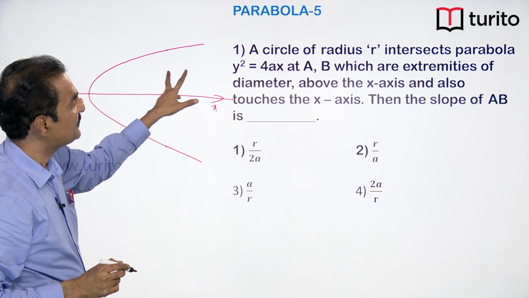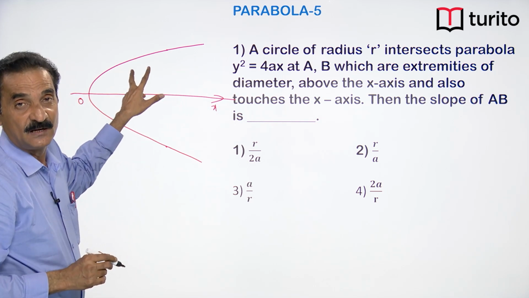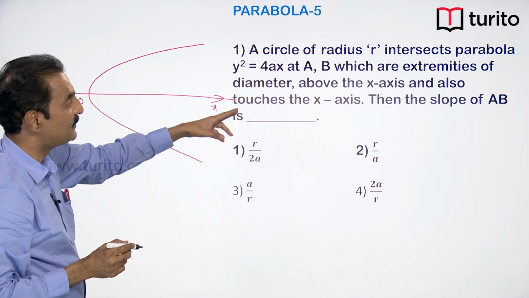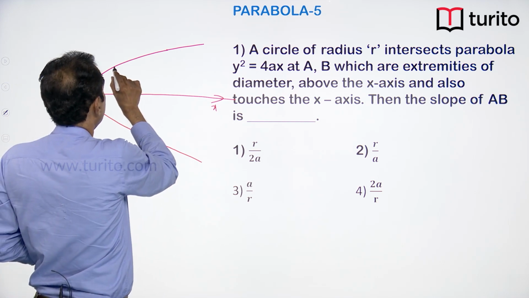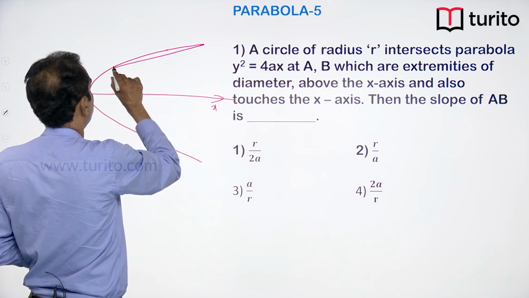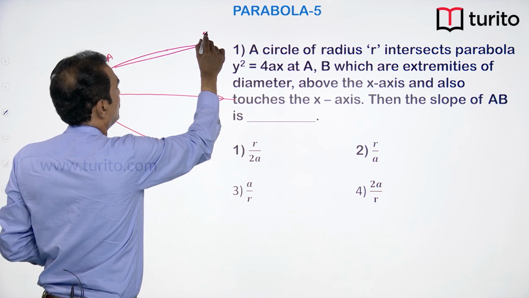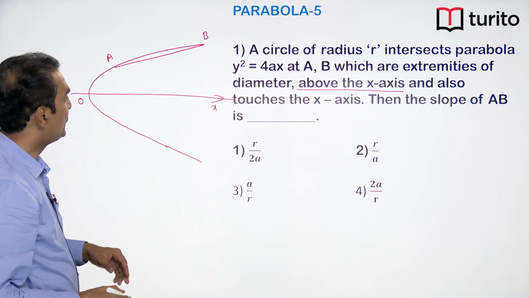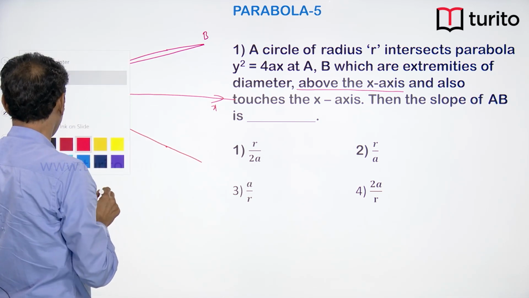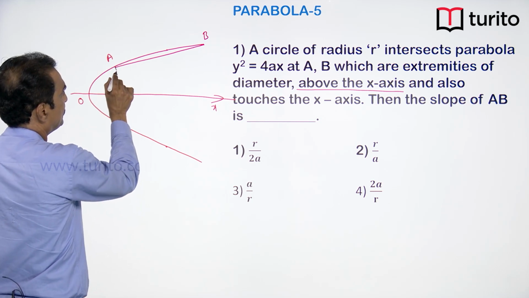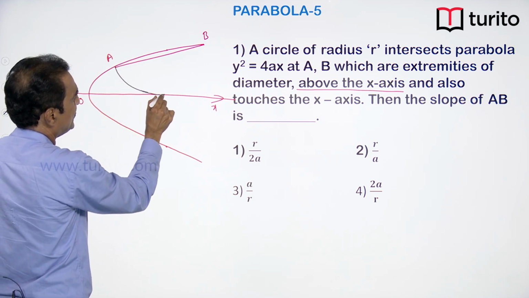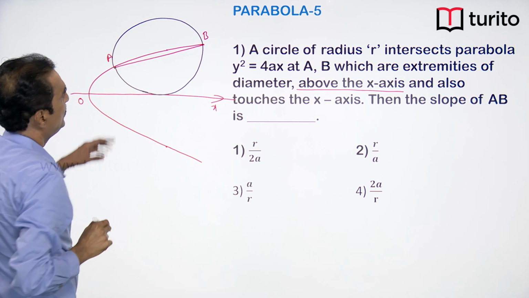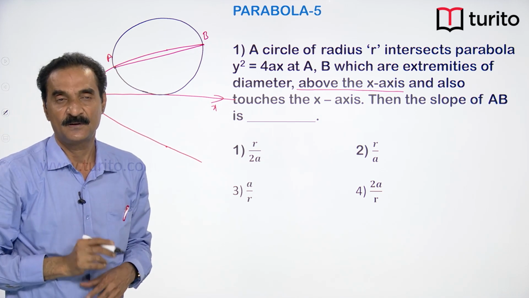A and B are extremities of the diameter of a circle. The circle with AB as diameter touches the x axis. The axis of the parabola means the x axis. So I will take AB like this, given that it is above the x axis. With AB as diameter, I will draw a circle. Thus, this circle touches the x axis.